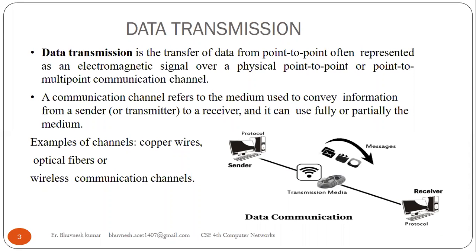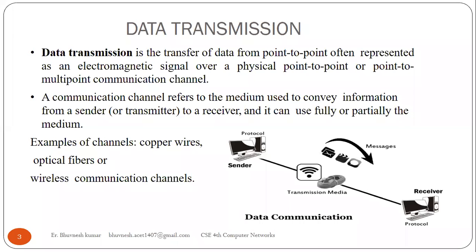Point to multi-point means we are calling as a group. A group call is there. At a time a single person is speaking, and the other persons of the group are listening to them. Sender and receiver are also there. So data transmission is the transfer of data from point to point or point to multi-point through a communication channel. A communication channel refers to the medium.